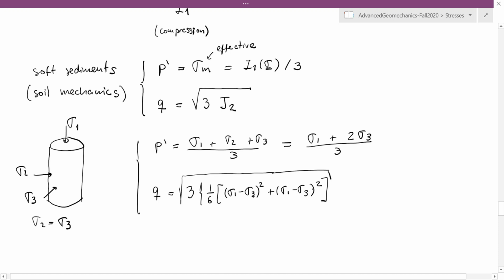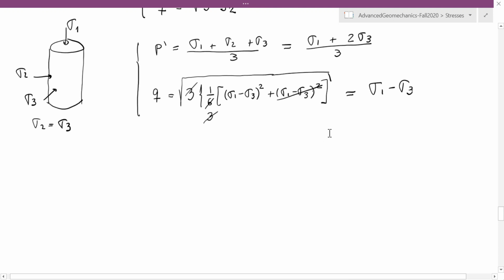And when I do that, there's going to be a 2, and the 2 is going to cancel out with this 6. I'm going to get here a 3, and the 3 is going to cancel out with the other 3, and this is just going to be 1, and the square root of this is just going to be equal to sigma 1 minus sigma 3. So this characteristic invariant Q in axisymmetric conditions where sigma 2 is equal to sigma 3 is just the difference between the maximum and the minimum principal stress.